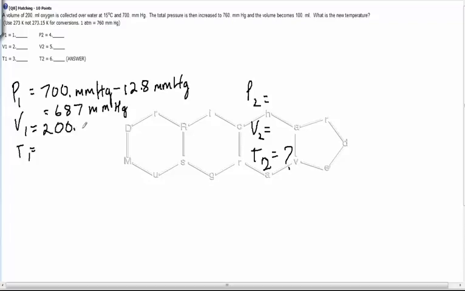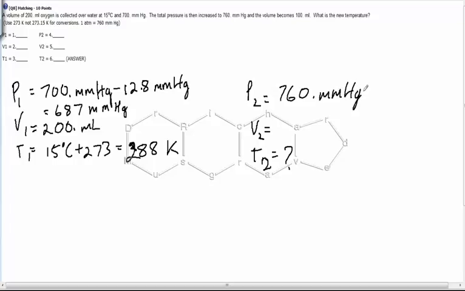Volume, 200 milliliters. Temperature 1, 15 degrees Celsius plus 273, and that's going to be 288 K. Alright, the new pressure here is 760 millimeters of mercury. The new volume is 100 milliliters. Alright, now we're in a position to be able to go ahead and solve for T2.